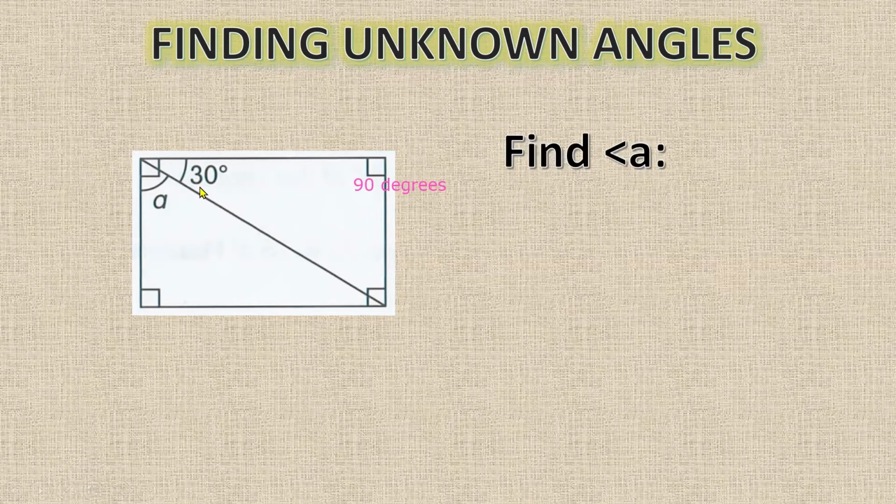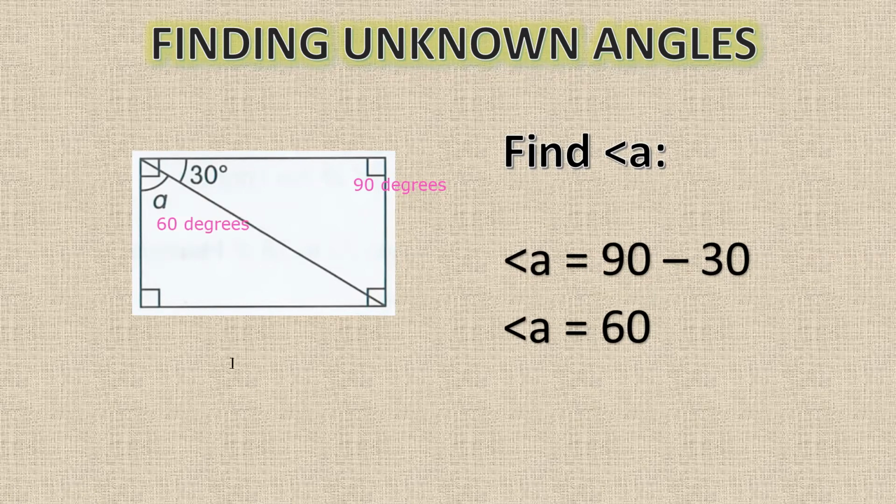We are going to find angle A, this angle. Since this is 90 degrees and you already have here 30 degrees, how are we going to find angle A? So what are we going to do? To find angle A, we just have to subtract this 30 degrees from 90 degrees. So 90 minus 30, angle A is equal to 60 degrees.